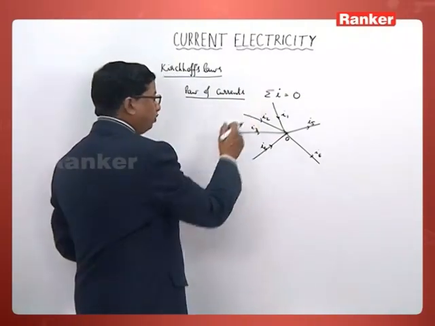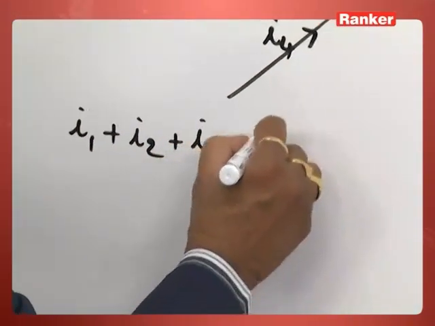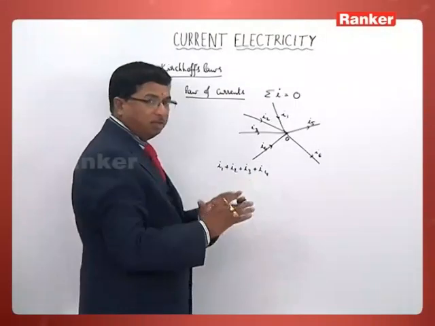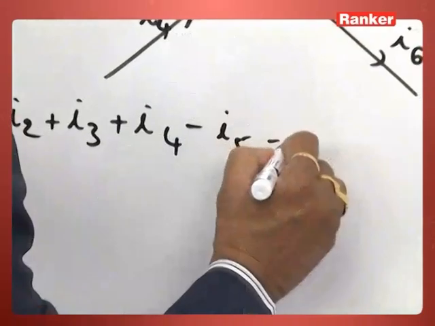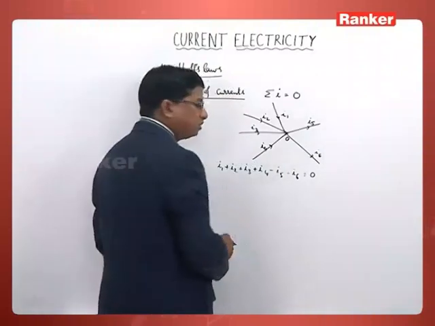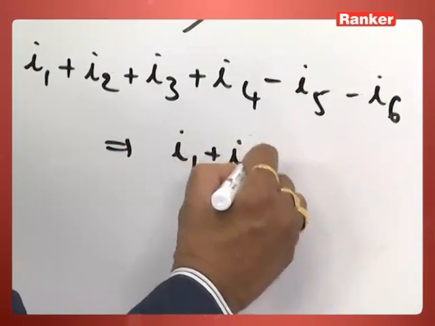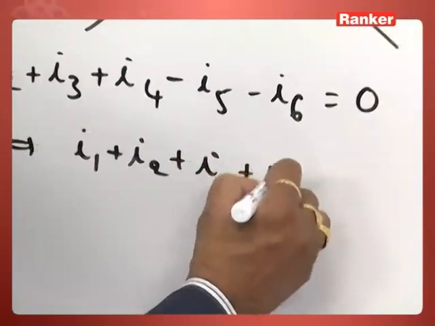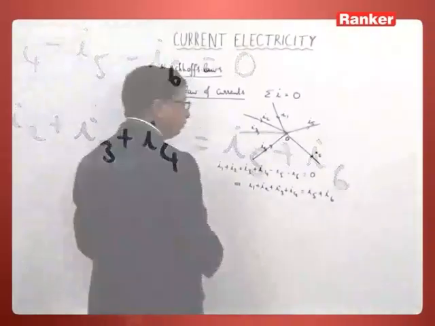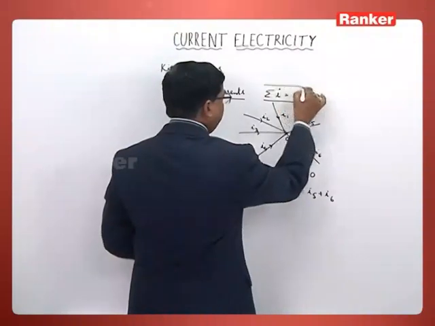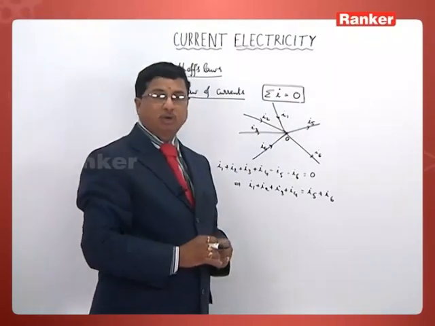So how to write this equation? I1 plus I2 plus I3 plus I4, I am taking incoming currents as positive ones, now minus I5 minus I6, that becomes 0. That only we can rewrite like this: I1 plus I2 plus I3 plus I4 is equal to I5 plus I6. In other words, you can reiterate the same like this: sigma I is equal to 0.